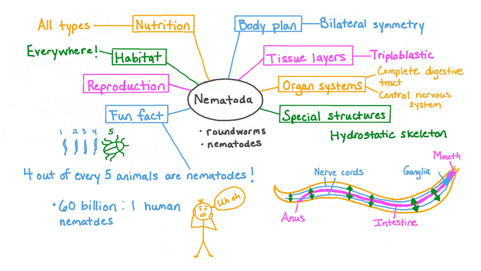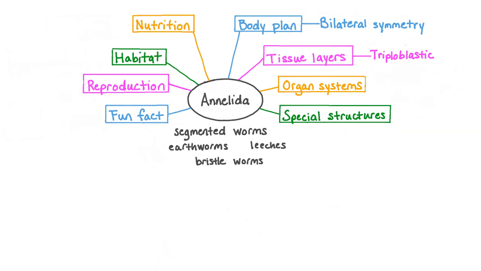Nematodes have no respiratory or true circulatory system, and instead of a hard skeleton, they're supported by the outward pressure of their own body fluids, a system called a hydrostatic skeleton. They reproduce sexually and are unisexual, meaning an individual nematode is either male with sperm cells or female with egg cells. Our third worm phyla is Annelida, commonly called segmented worms. Its members include earthworms, leeches, and bristleworms.